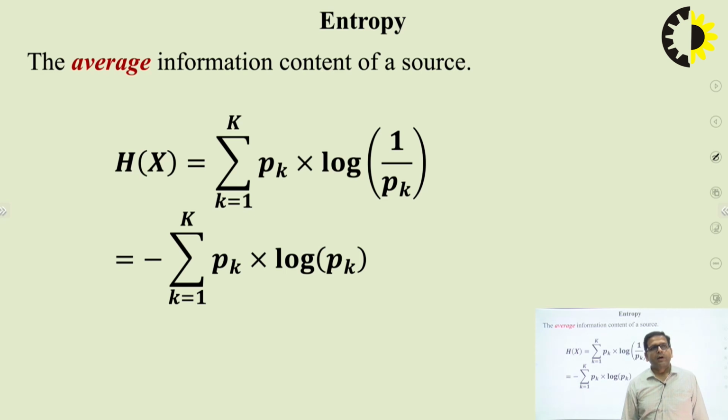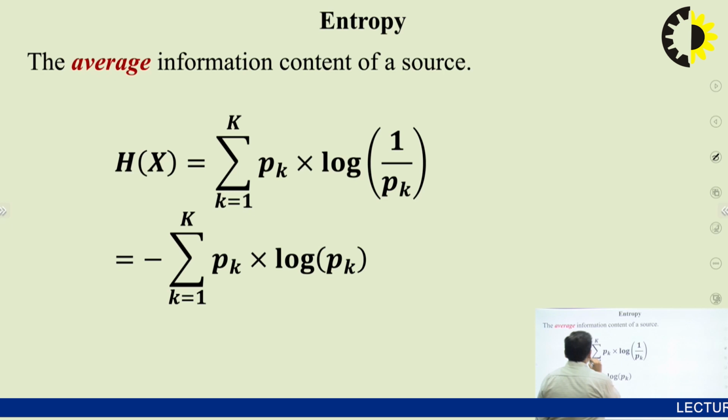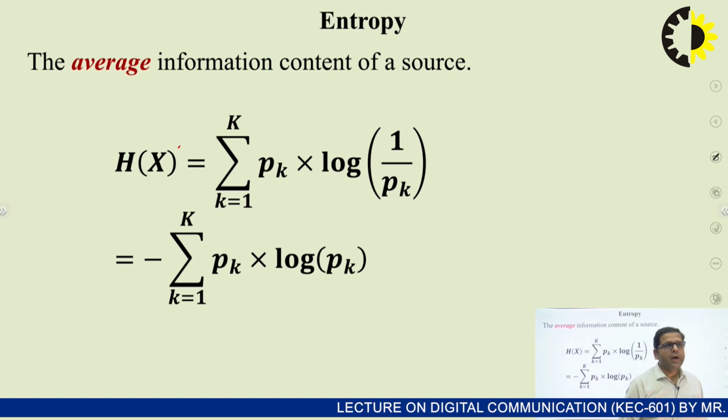Now, we will talk about entropy. The entropy is related to a source and it represents the average information content of a source. The entropy of a source is defined as H(X) equals summation of Pk into log 1 by Pk. In this way, we can compute the average information of a source.